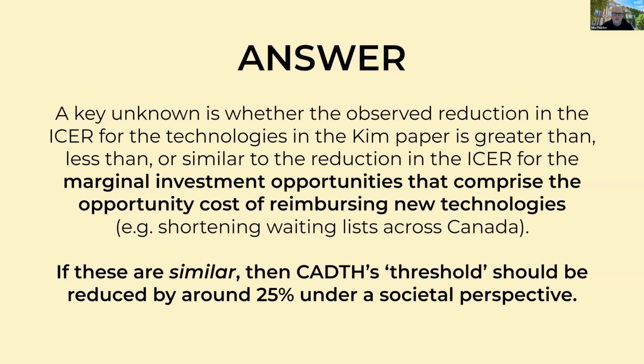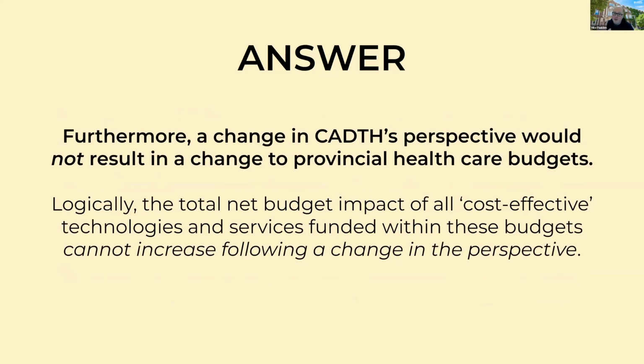So before adopting a societal perspective, CADTH would have to consider very carefully the implications for its cost effectiveness threshold. And furthermore, a change in CADTH's perspective would not impact provincial healthcare budgets, right? So if CADTH were to change its perspective, provincial healthcare budgets would stay the same. And logically, the total net budget impact of all of the cost-effective technologies and services funded from within that budget cannot increase following a change in the perspective.